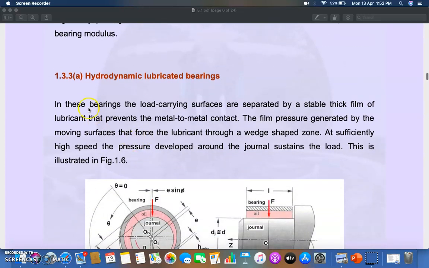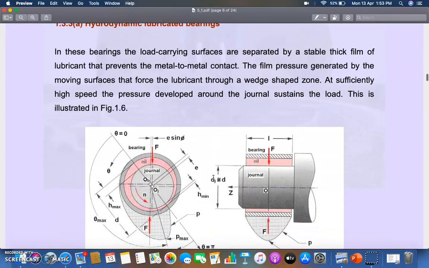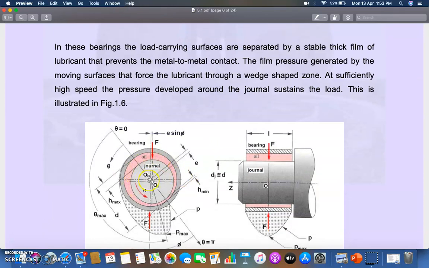So hydrodynamic. In these hydrodynamic lubricating bearings, the load carrying surfaces are separated by a stable thick film. Note this down: a stable thick film of lubricant that prevents metal to metal contact. Means there is no metal to metal contact in this hydrodynamic bearing. The film pressure is generated by the moving surface that forces lubricant through a wedge shaped zone. Means at a sufficiently high speed some pressure will be developed around the journal, so that the journal can sustain a load. Means it will rotate, then only it will get some property to sustain the load.